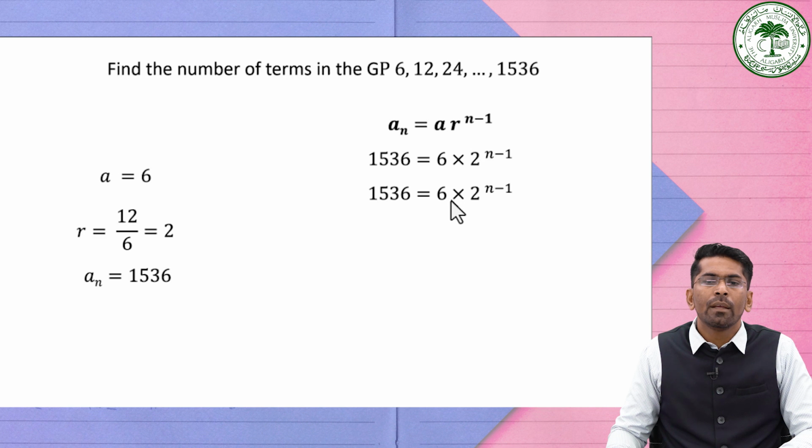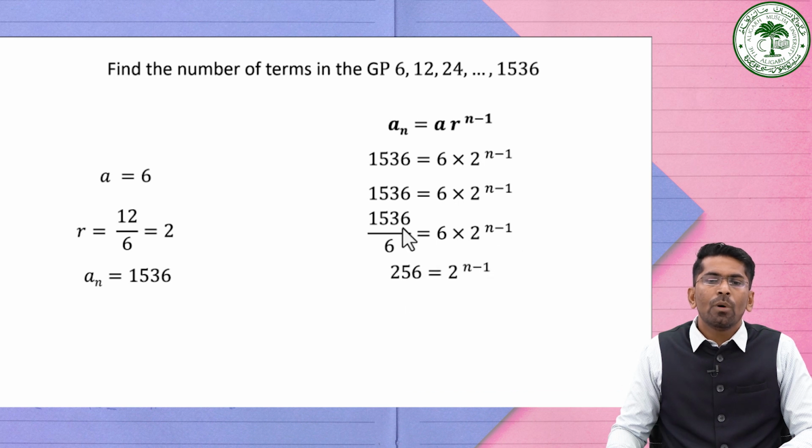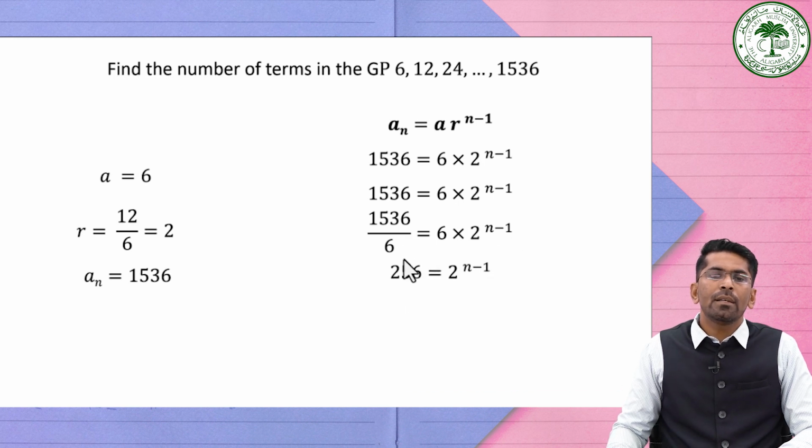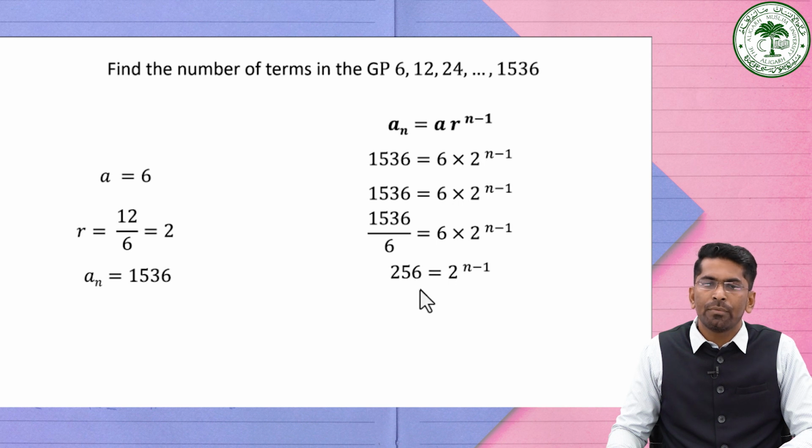1536 is equal to 6 into 2 raised to the power n minus 1. See, I am taking this 6 into the denominator side, so it will be cancelled out here. It is wrongly written again here. We are going to divide both sides of the equation by 6. Then it will become 1536 divided by 6, which is equal to 2 raised to the power n minus 1. This 6 is wrongly written; it is not here. So 1536 divided by 6 is equal to 256, which is equal to 2 raised to the power n minus 1.